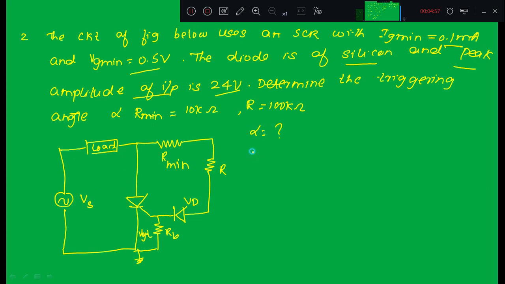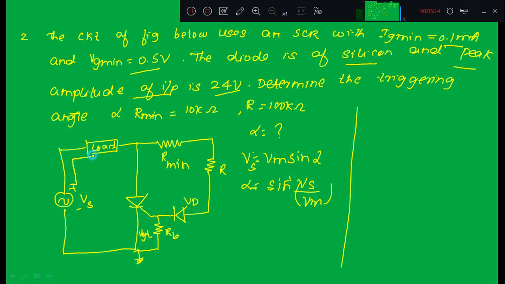So to find alpha, Vs is equal to Vm sin alpha, or alpha is equal to sine inverse of Vs upon Vm. Now if I want to find Vs, apply KVL. Vs, then the load current IGT into R minimum, IGT into R, minus Vd, minus VGT equal to 0. So Vs minus R minimum into IGT, minus R into IGT, and then the diode will come, minus Vd, and then minus VGT equal to 0.